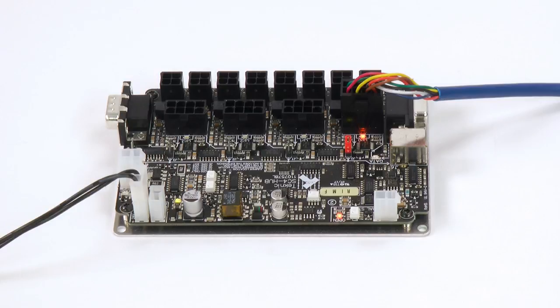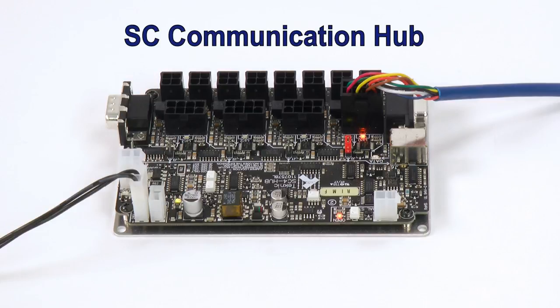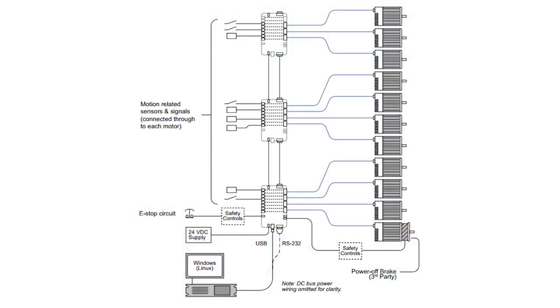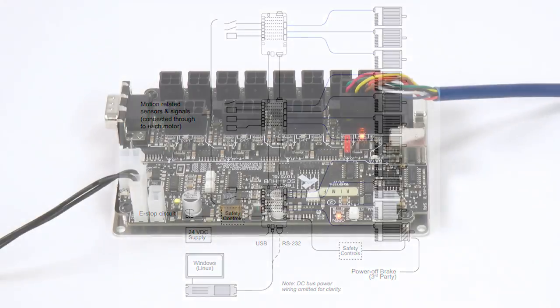ClearPath-SC is controlled through a device called the SC Communication Hub. This hub is what directs the communication signals from the host PC to all of the motors connected to the hub. You can run up to 4 SC motors per hub and 4 SC hubs per port. 3 or even more ports can be in use at the same time, so you can control 48 or more motors in one SC system.